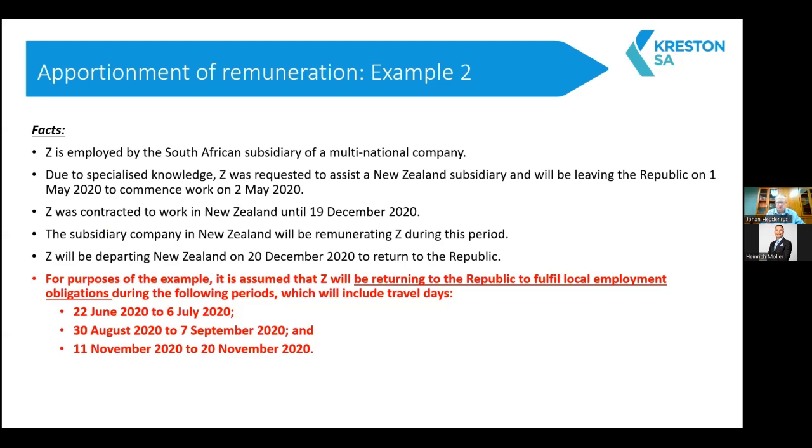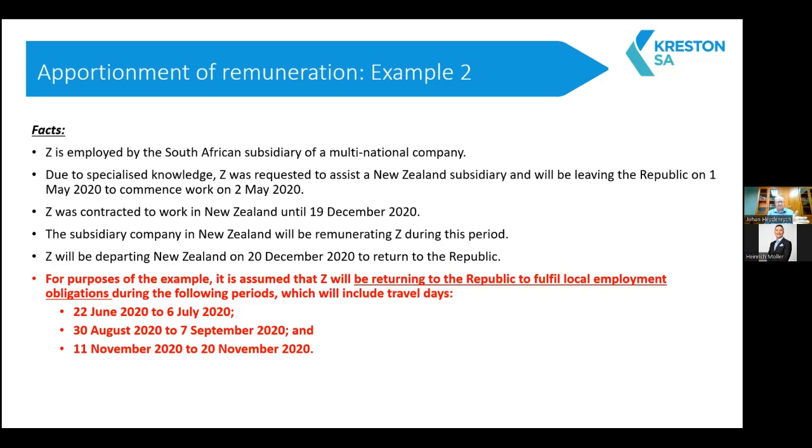Okay, so he leaves 1 May 2020: 183 days, 60 days, look forward. So if from 1 May 2020 to the 30th of April 2021 you meet the 183 and 60 days, then you qualify for 10(1)(o)(ii). All right. Z was contracted to work in New Zealand until 19 December 2020. The subsidiary company in New Zealand will be remunerating Z during the period, and Z will be departing New Zealand on 20 December 2020 to return to the Republic.